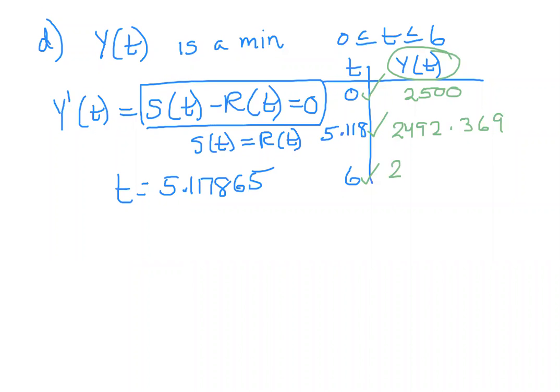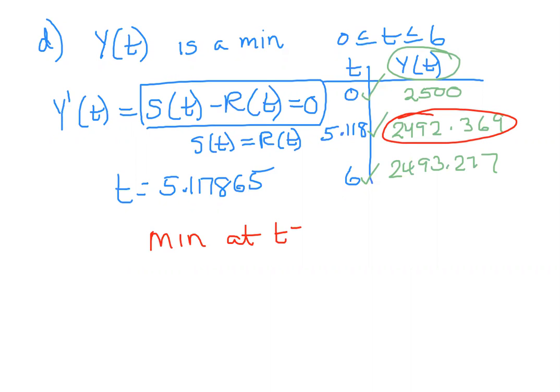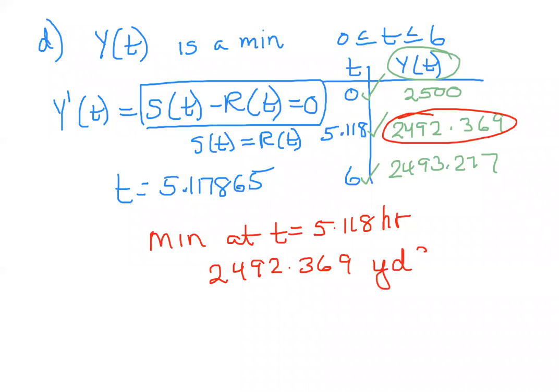And 2493.277, something around there. So where is it at a minimum? The sand is at a minimum here at t equals 5.118 hours, and the minimum is 2492.369 cubic yards.